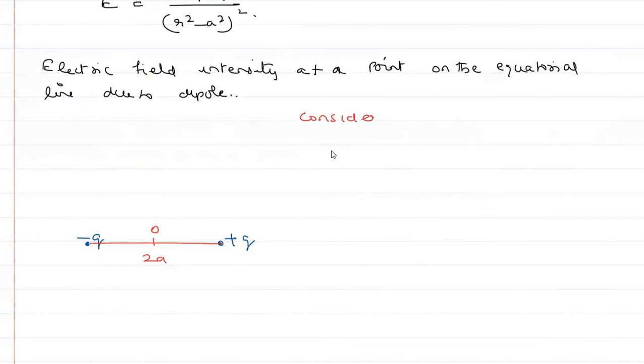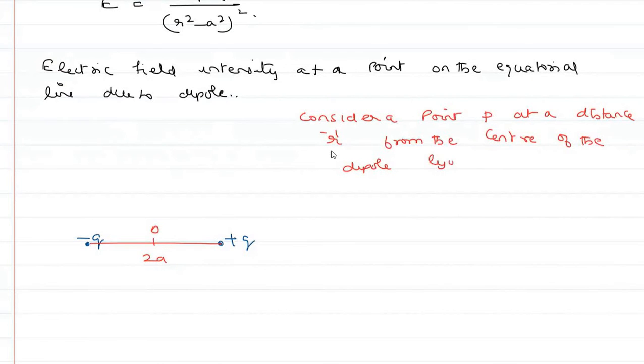Consider a point P at a distance R from the center of the dipole, lying in the equatorial plane. The equatorial plane is nothing but this plane here. If you consider it as a plane, then this is the equatorial plane, or you can also say equatorial axis. That's not a big deal.